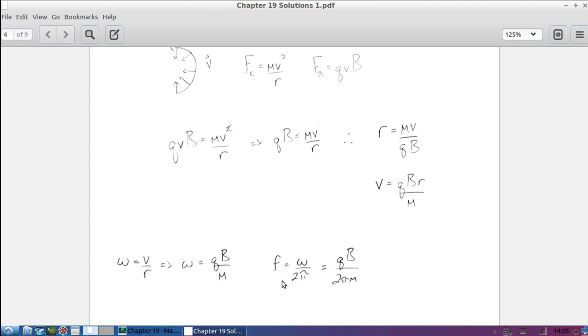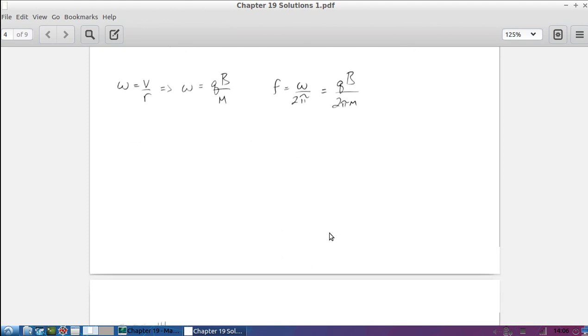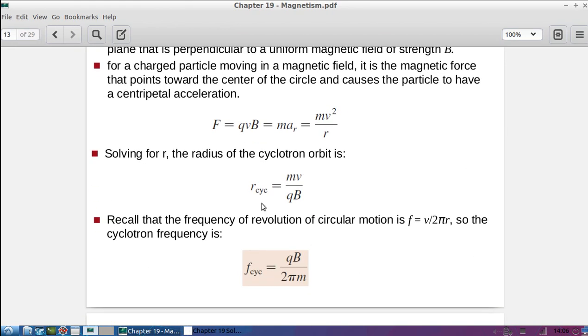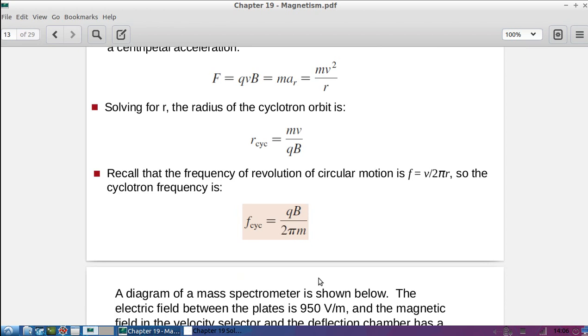And sometimes, maybe in a WebAssign problem, they'll ask you for the cyclotron frequency. So this is the angular velocity. Sometimes we refer to it as angular frequency. The frequency is the angular frequency over 2 pi. So the cyclotron frequency is qB over 2 pi m. So these are some expressions that are going to come in handy with our examples and WebAssign. So we've got the cyclotron radius, or the radius of the orbit, is mv over qB, and we've got this expression for the cyclotron frequency.